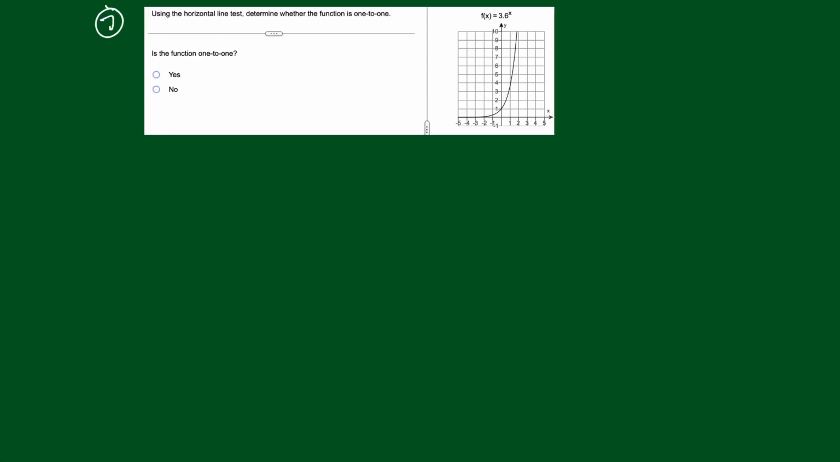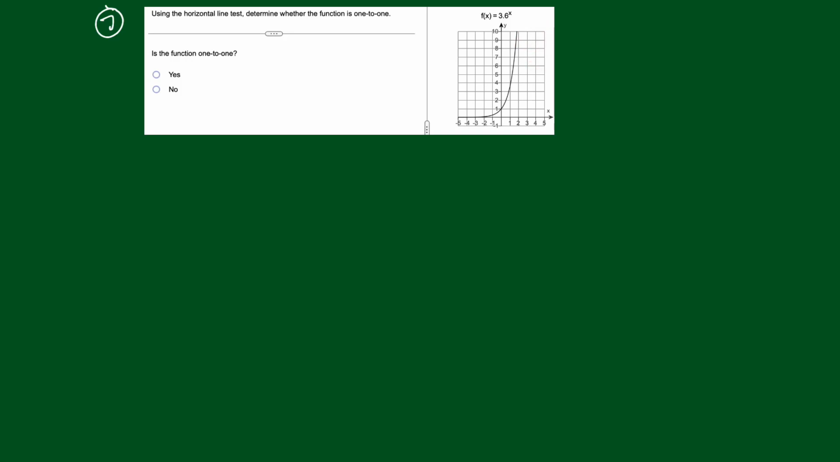All right, what do you think? Using the horizontal line test, is this function right over here in the picture? Here's our graph. Is this one-to-one? Well, look, I'm going to tell you it's one-to-one right by looking at this. As long as I start at any point on the left and I start moving to the right, this function always goes up. It doesn't turn around. If it turned around, it would not be one-to-one, right?